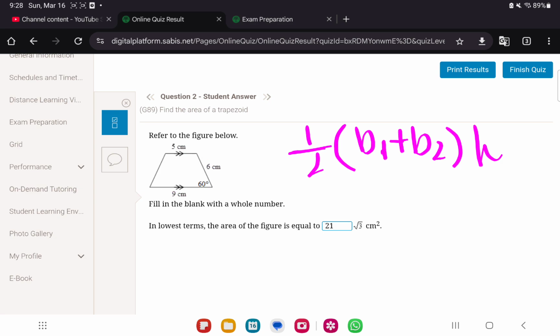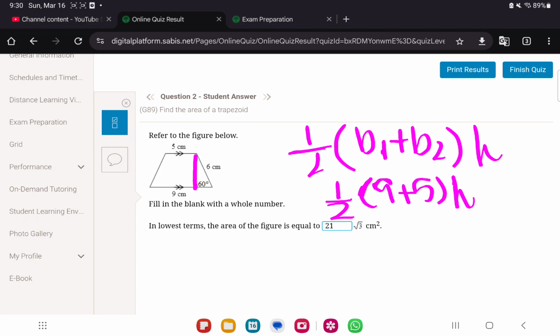So here we have half base 1, which is 9, plus base 2, which is 5, times height. Okay, here we don't know anything about the height. Best common knowledge, we can find the height. Our height is either this, or this. It's like the same length, okay? So I'm gonna use the first one I drew, okay?